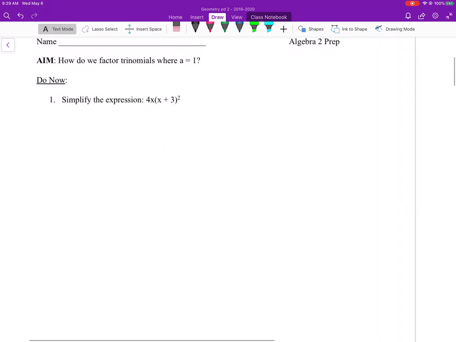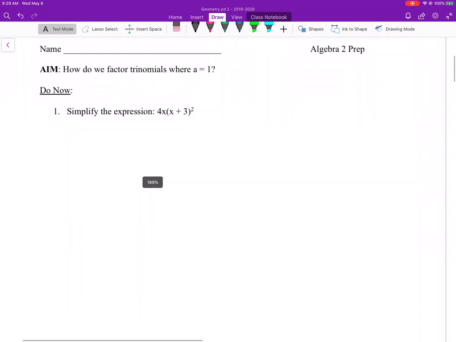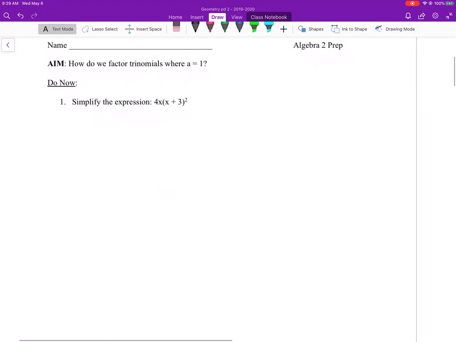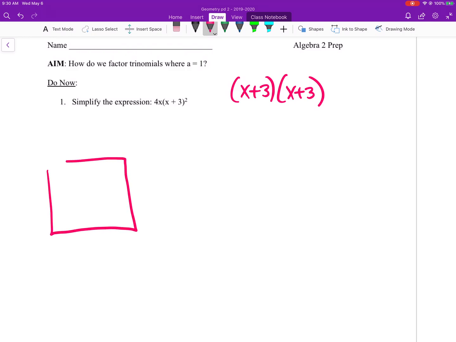Now, with this, we have to think about whether we should be distributing first, or should we be factoring in this exponent of 2? If you remember your rules with PEMDAS, we look at exponents first, so we have to attack that (x plus 3) squared. And that's essentially, guys, x plus 3 times x plus 3. So that's a binomial times a binomial, and that's why we'll set up a box method, 2 by 2.